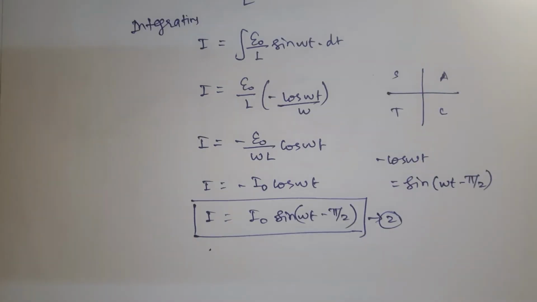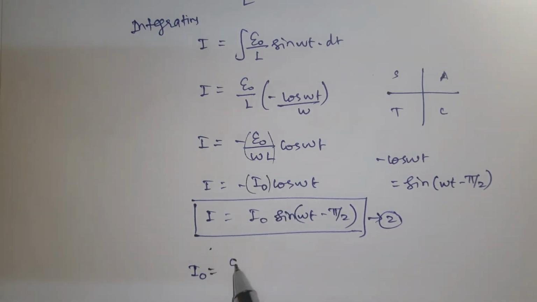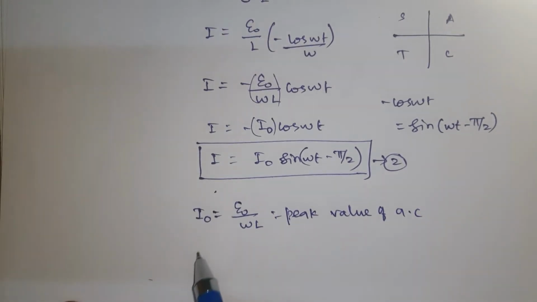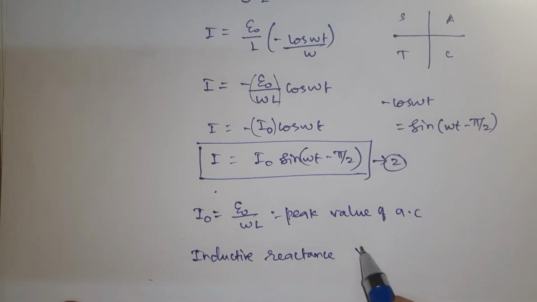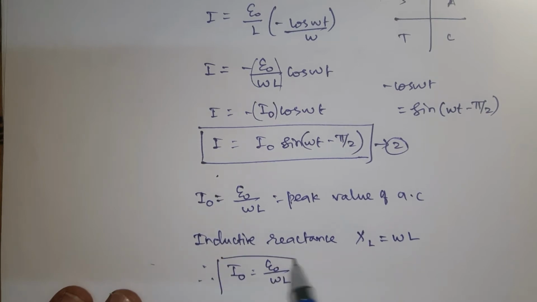We will see the maximum current. If you compare these two equations, I naught is equal to E naught by omega L. This is the peak value of AC. Omega L is also known as inductive reactance. Inductive reactance, denoted as XL, is equal to omega L. So I naught is equal to E naught by omega L. This is the maximum current in the inductor circuit connected to AC.